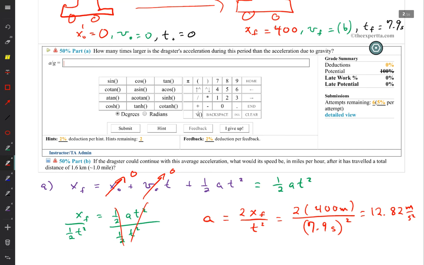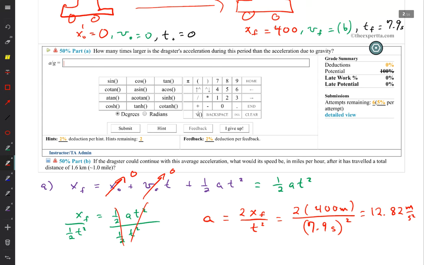The 2 there is a cardinal number. It has infinite digits. The 7.9 had 2 digits. The 400 is ambiguous. It could be 1, 2, or 3. But in fact, we know these races, they measure it carefully, so it's 3 digits. So the 7.9 seconds was the limiting factor, 2 significant digits. If I was asked what is the acceleration, I would put 13 meters per second squared because that's the correct significant digits.